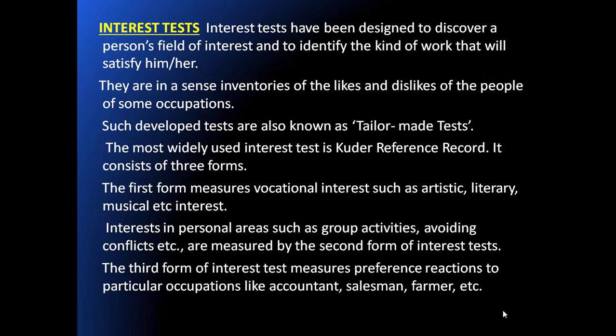The most widely used interest test is the Kuder Preference Record, and it consists of three forms. The first form of the Kuder Preference Record test measures the vocational interest of the individual, such as his artistic, literary, music interest, etc. Then the interest in personal areas such as group activities, avoiding conflicts, etc. are measured by the second form of interest test. And the third form of interest test measures preference reaction to particular occupations like accountant, salesman, farmer, etc.